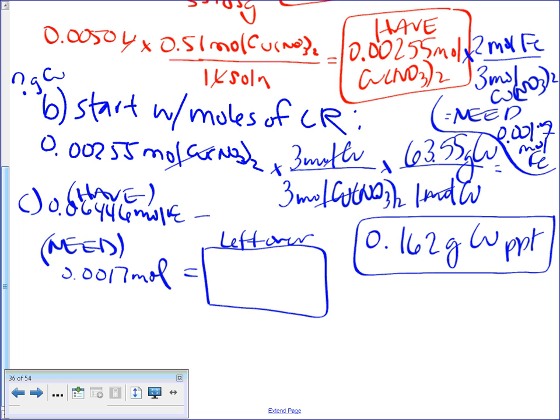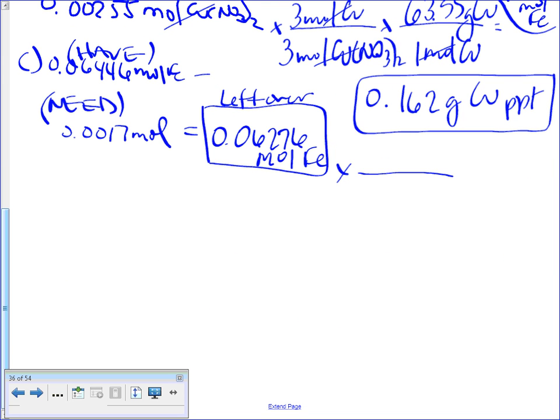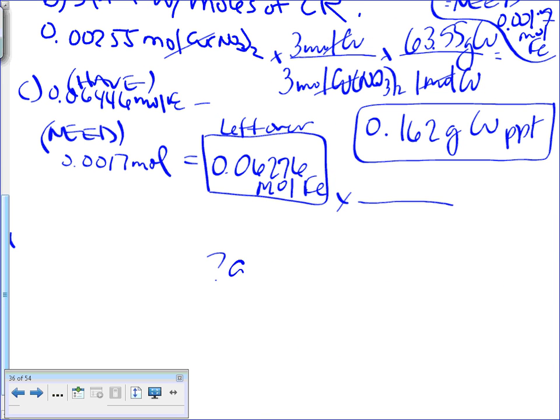So how many moles are left over? 0.06276 moles of iron. Okay, what if my question had said how much? Well, much usually does mean mass. So what would I do for this last step? After I get my moles of iron left over, how would I get to mass? The same process we did before. I'm just simply asking for grams of iron.